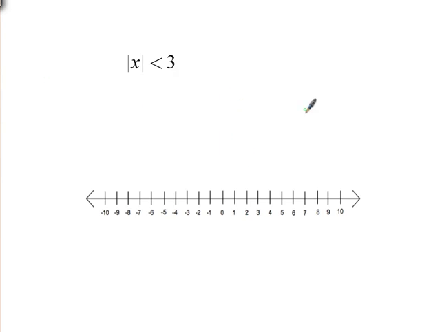Hi guys, I'm going to create a quick little video here to try to help explain the difference between the AND and OR when you're dealing with absolute value compound inequalities or absolute value inequalities. Please excuse the background noise.